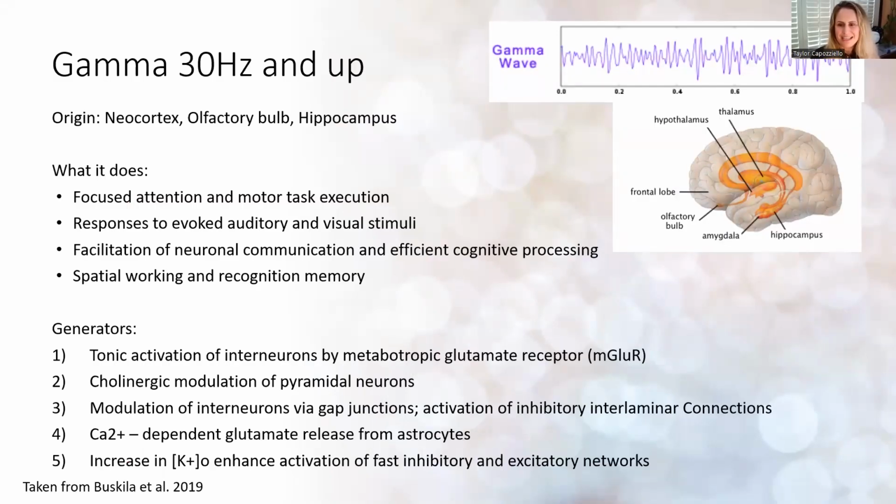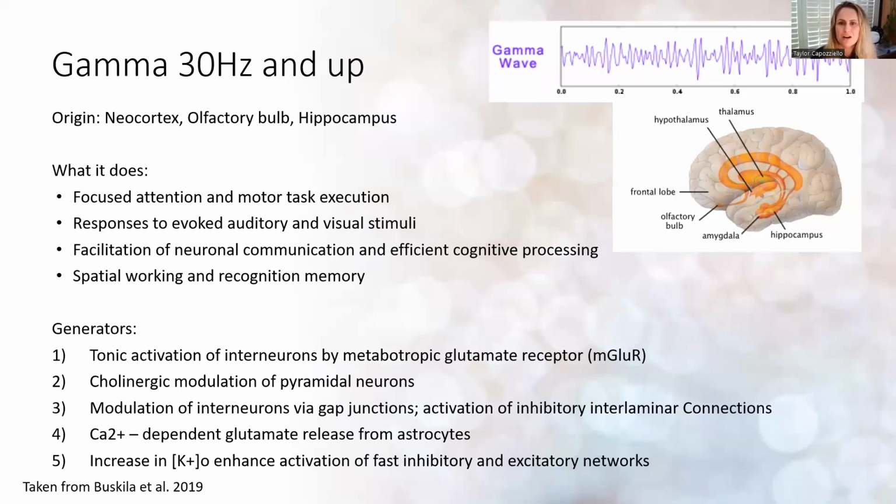And onto gamma, trying to get everything in. So gamma comes from the neocortex, the olfactory bulb, and the hippocampus. A lot of overlap like we saw with beta, and some even with delta, as we talked about. It's for focused attention and motor task execution, response to both auditory and visual stimuli, facilitation of neuronal communication and efficient cognitive processing, and spatial working and recognition memory.